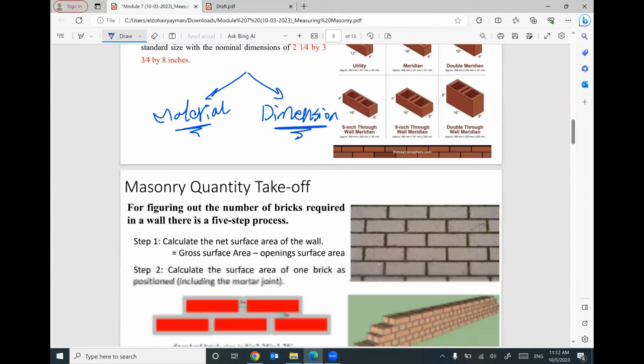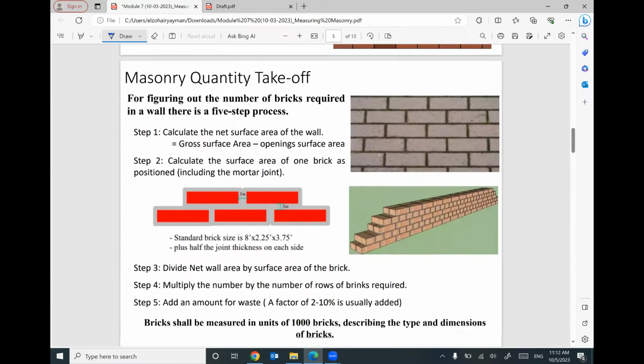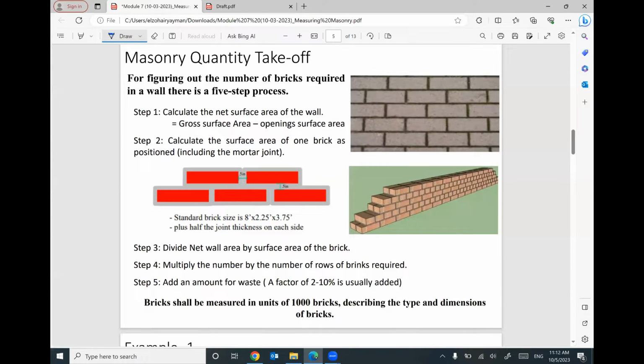We have 5 steps if you would like to figure out how many bricks are in one wall. We need to follow these 5 steps. The first step, I need to figure out what is the total surface area of your wall. Actually, what is the net total surface area of the wall? Why did I say net? Because sometimes we have openings and sometimes we don't. So your surface area equals the length of the wall by the height of the wall. If you have openings, you need to subtract these openings from the area.